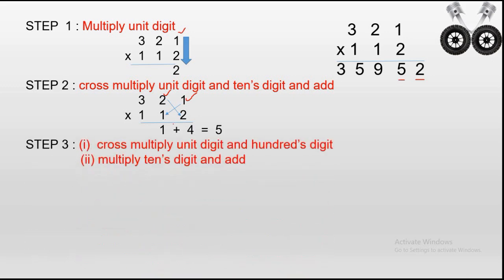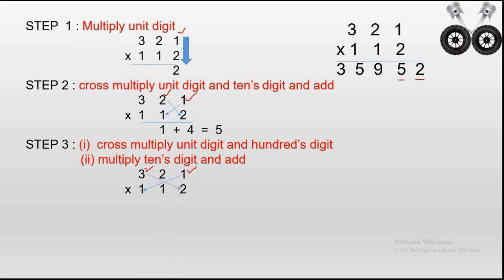Then step 3, cross multiply unit digit and 100 digit, multiply 10 digit and add. So here in step 3, we have to multiply unit digit and 100 digit. That is the numbers which are present in the ones place and 100 place. The numbers in the ones place are 1 and 2. The numbers in the 100 place are 3 and 1. So we have to cross multiply it. So 1 into 1 is 1 and 3 into 2 is 6.